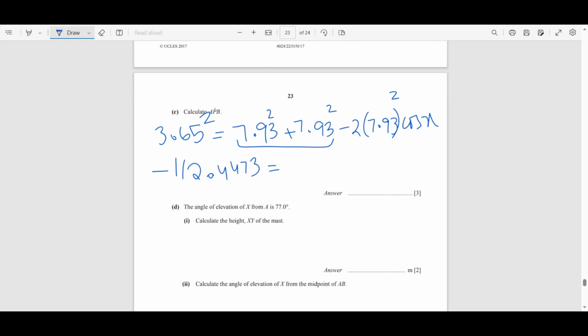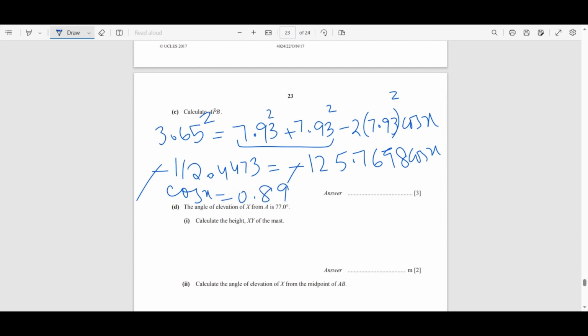is equal to negative 2 times 7.93 squared, which is 125.7698 cos of x. And then this will go on the other side, negative 125 will be divided, both the negative signs are cancelled. So 112.4473 divided by 125.7698. And then cos x gives me the value of 0.89.